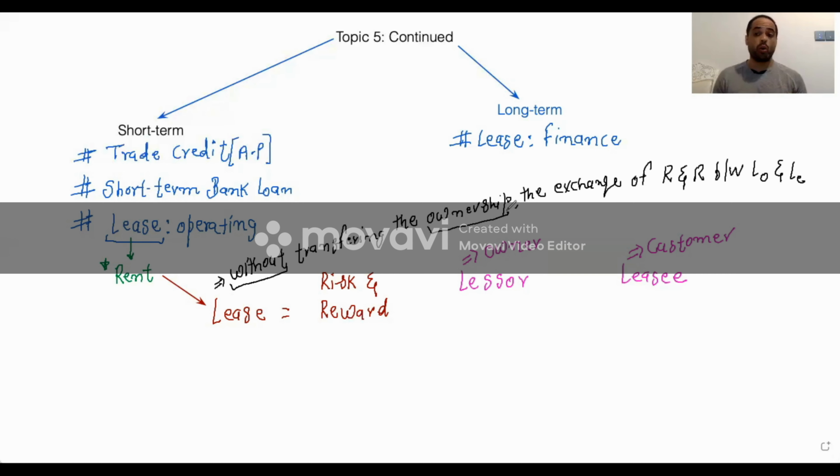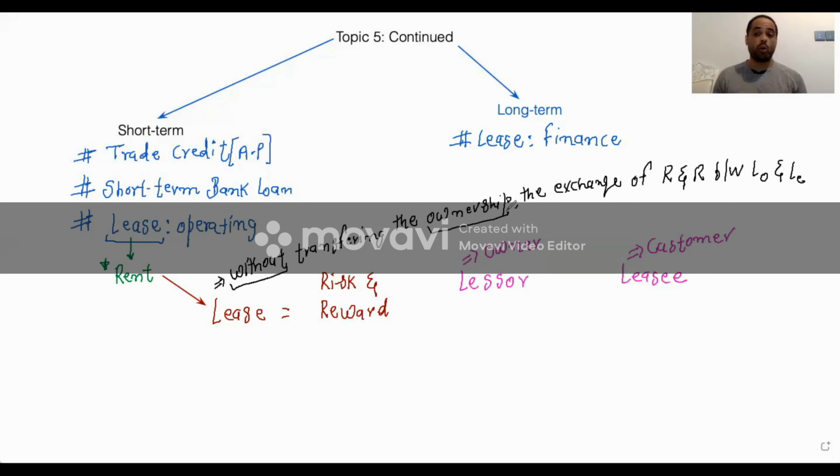This is called the operating lease. You can't make any changes to the asset. The asset stays as you borrowed it. Right? So that's the meaning of operating lease.